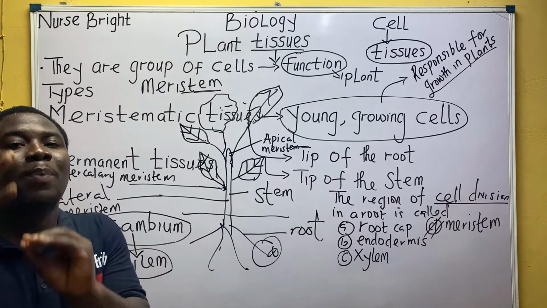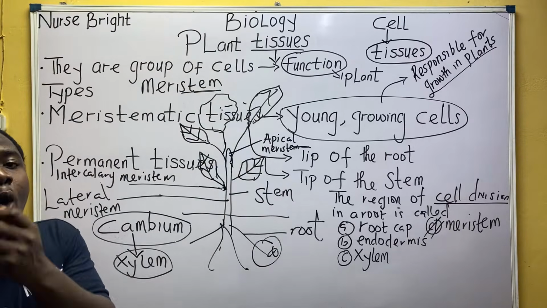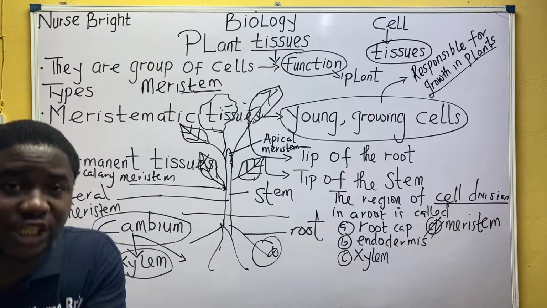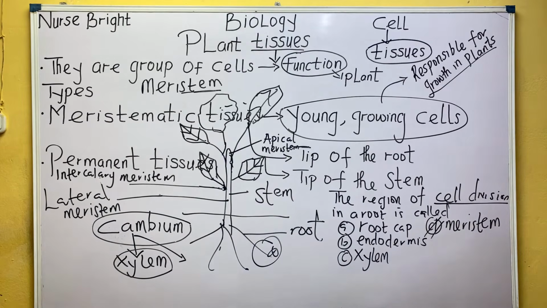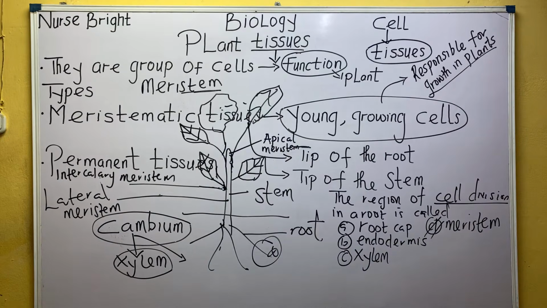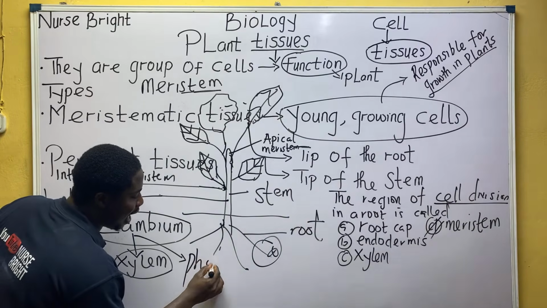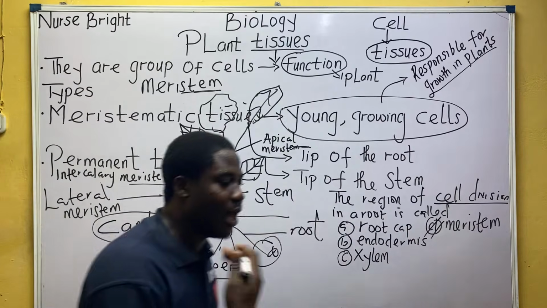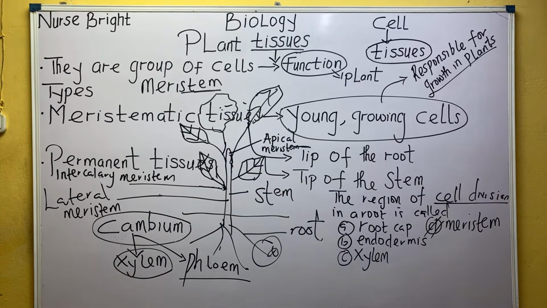Remember, I classified plant tissues generally into meristematic and permanent. Cambium basically helps in the production of these two plant tissues, the xylem tissue as well as the phloem tissue. So these are the tissues that this cambium produces: the xylem and the phloem tissue.